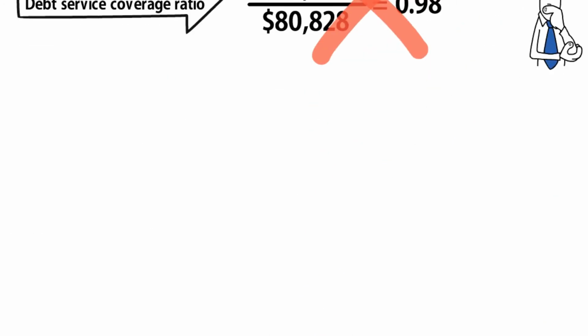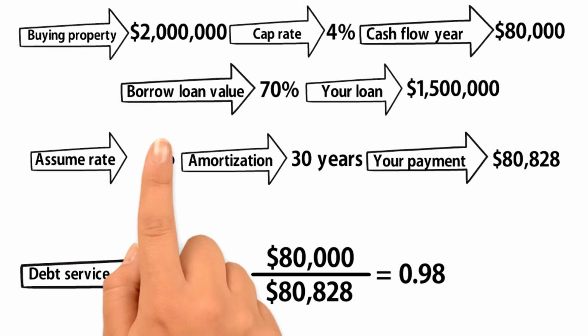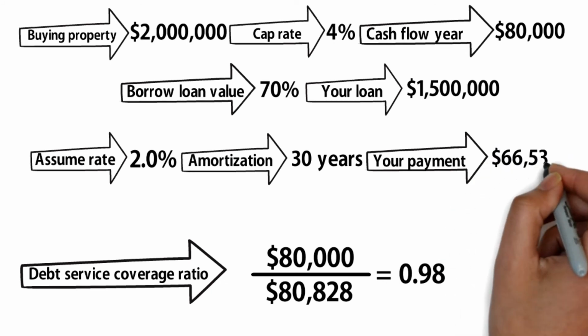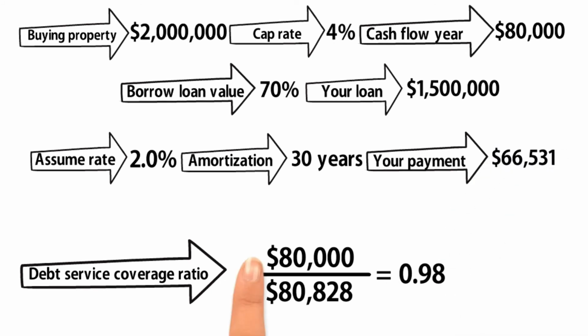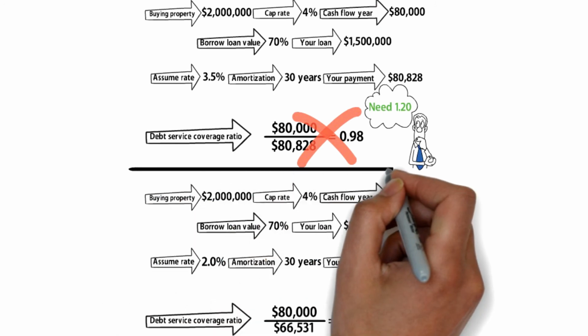Let's take a new scenario with everything being the same except the interest rate. If the rate changed to 2%, then your payment would be $66,531 a year, and your debt service coverage rate is 1.20. The way this affects the cap rate industry is that if the interest rates remain high, then the cap rates will eventually have to change.